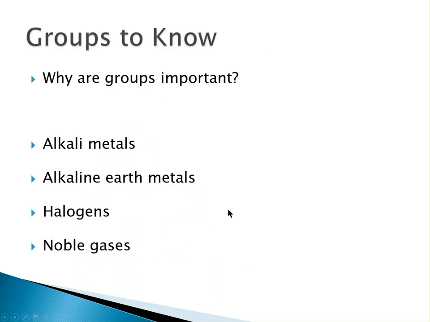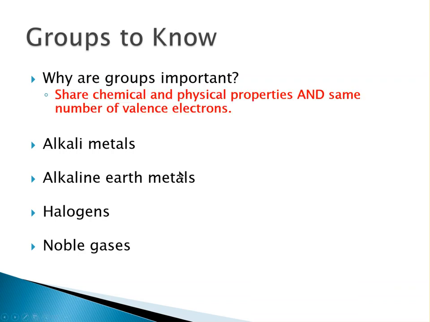All right, so let's turn to the periodic table. We know that groups are the columns in the table. There are four groups for which you must know the name. So of course, groups are important. This is review from Unit 1. Because we know elements in the same group will share chemical and physical properties and will also have the same number of valence electrons.